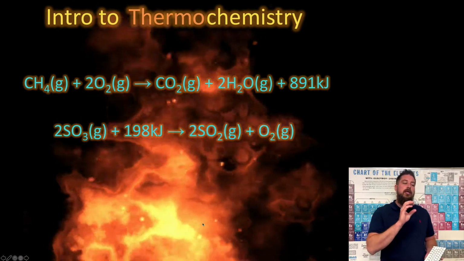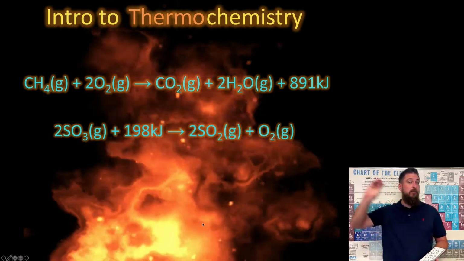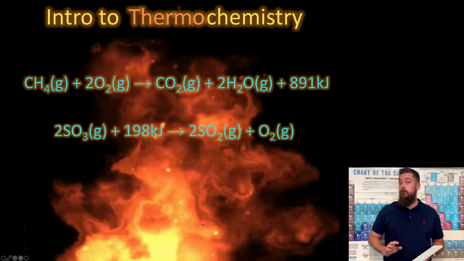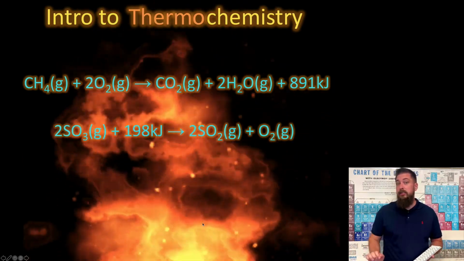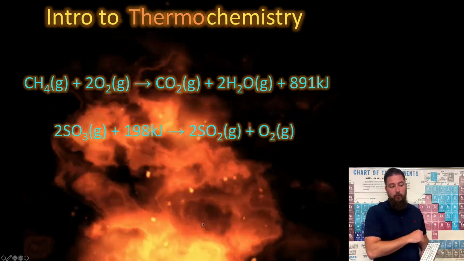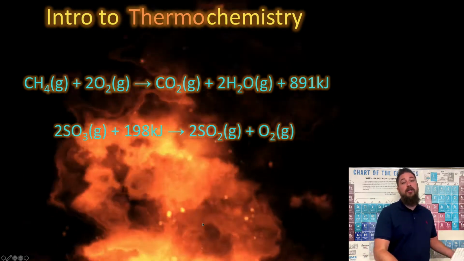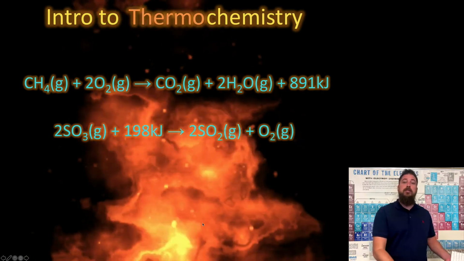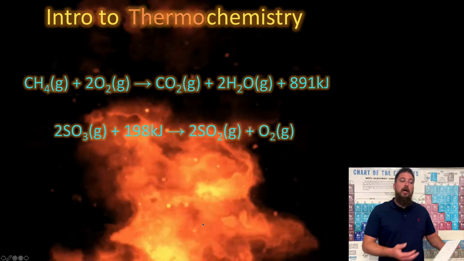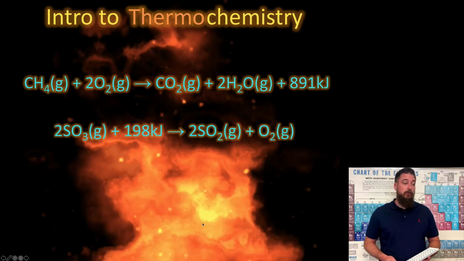If you have the energy on the product side, that means energy is being produced. That means it's being given off. That means if you were to feel it, it would probably feel hot because it's giving off energy. Now the second one has energy in the reactants, which means that it requires energy to occur, which means it's absorbing energy from its surroundings for it to go to the product side.